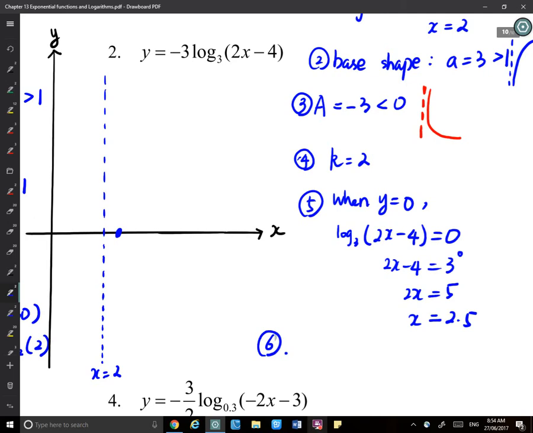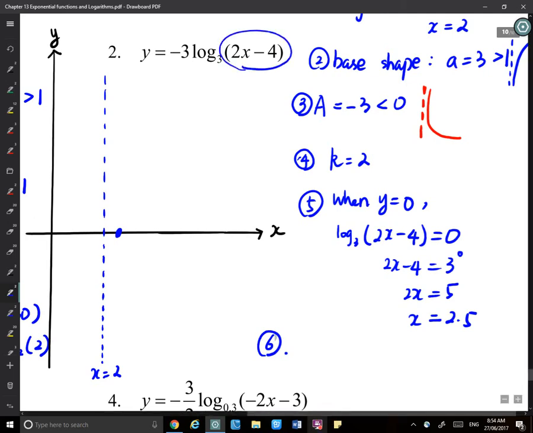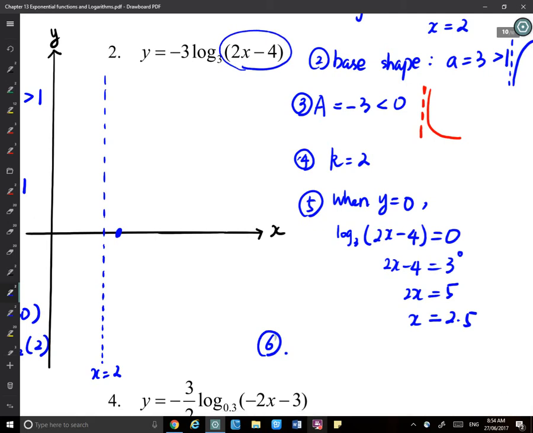Have a think. What do I want to make the inside to be? I want to make the inside to be 3. Then log 3 will be 1, right? Log 3 will be 1. Then what x can make the inside to be 3?